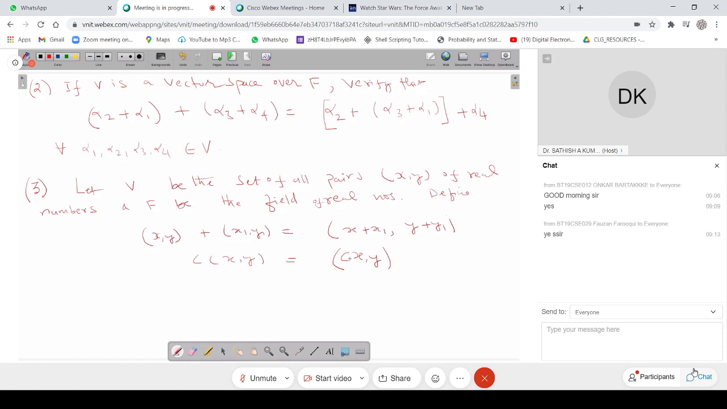One more hint I would like to give: if you want to show something is a vector space, you can verify all those conditions.